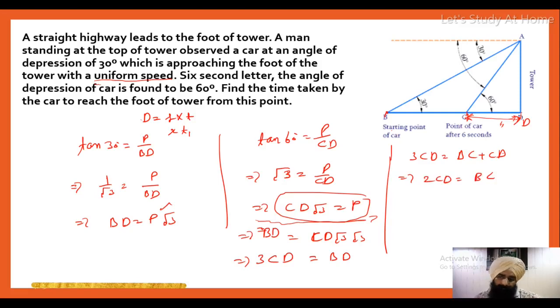Now distance is equal to speed into time. BC is distance, CD is also distance. From this, 2 into T1 into X. T1 is the time taken by the car to reach point D from C. And BC is again distance, distance is speed into time, speed is X, time is 6 seconds. Okay ji. So this implies X cancels with X, T1 is equal to 3 seconds, because 2 will divide this side.